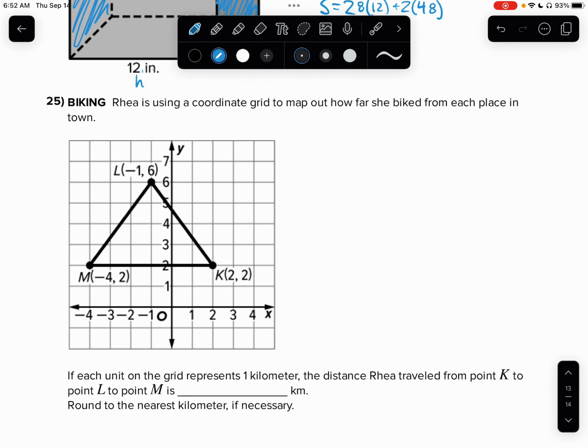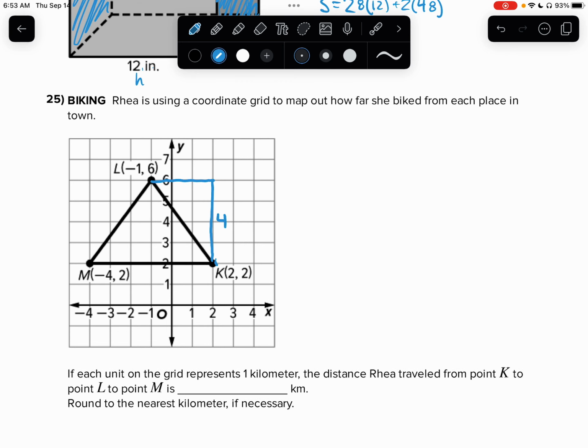Okay. Biking. Ria is using a coordinate grid to map out how far she biked from each place in town. If each unit on the grid represents 1 kilometer, the distance Ria traveled from point K to point L to point M is blank kilometers, rounded to the nearest kilometer if necessary. Okay, so she starts at point K, goes to point L. So from here to here, we can use the distance formula. Or I know some of you have been using the Pythagorean theorem when it's on a grid like this, which is perfectly fine, because when you see that this is 4 units and this is 3 units, you can just find the hypotenuse of that right triangle by doing 3 squared plus 4 squared. But either way, it's going to be the same outcome.